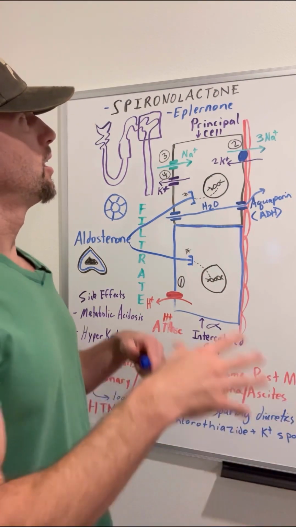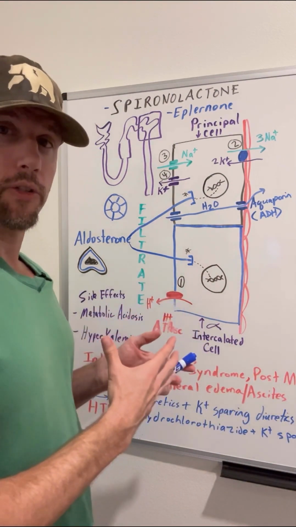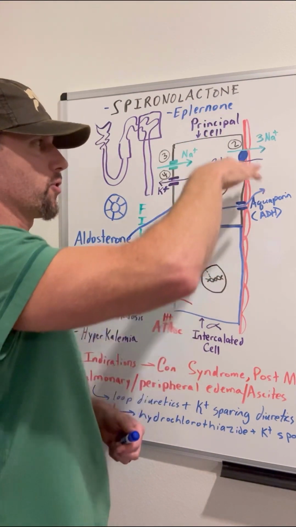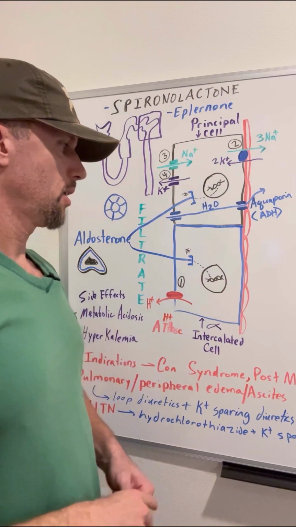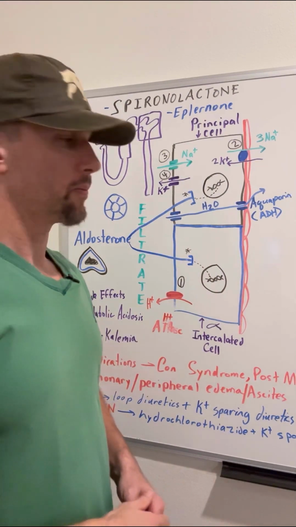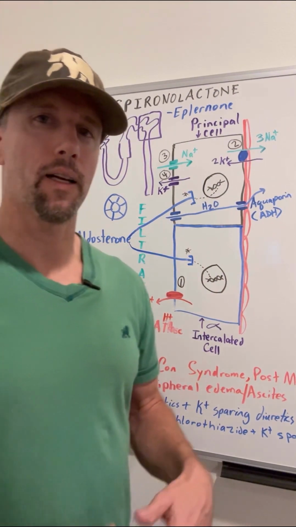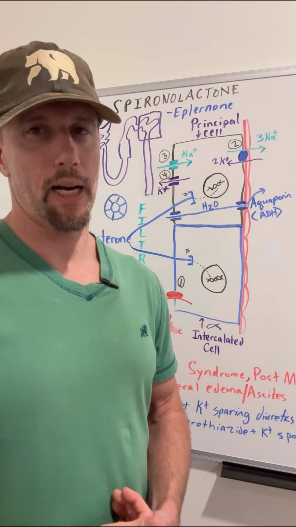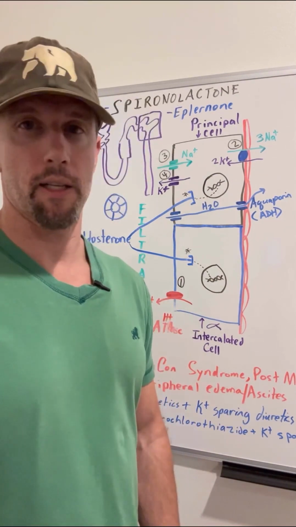And then we have the aldosterone blockers, spironolactone and eplerenone, that actually block all four of the proteins we discussed by blocking aldosterone. So I hope that helps you understand the mechanism of action of potassium-sparing diuretics, and we'll catch you in the next video.